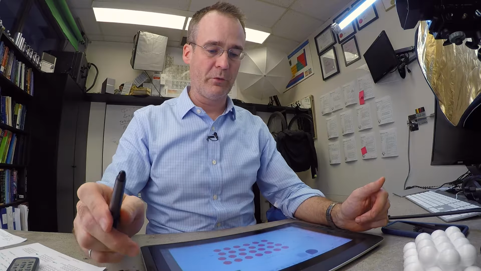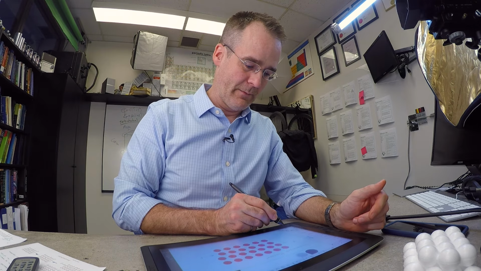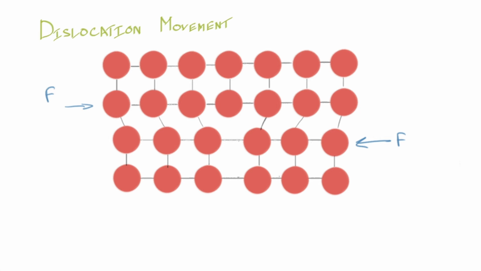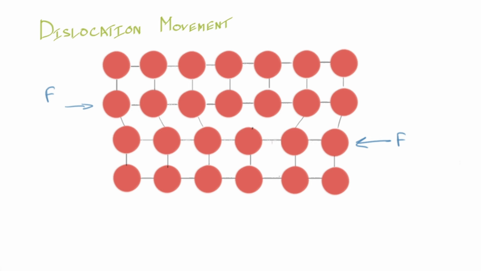So that's the step-by-step movement of rows of bonds breaking and reforming, and I'm not sure if this is going to work, but let's take a look and see if I can animate that with the undo button. Alright, so we're going to go backwards here and see the dislocation movement in reverse. Not too bad. So we're applying a shear stress like this to the crystal, and we're going to see the step-by-step breaking and reforming of bonds.